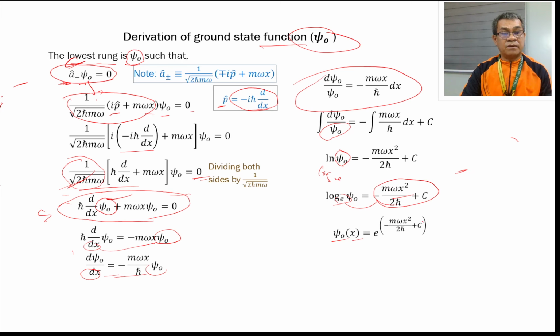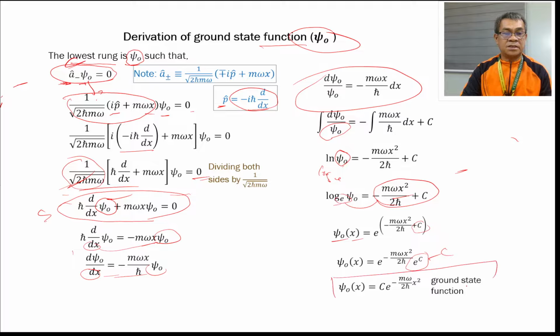Okay, now take note we have this constant, but we can break this. The law of exponents says that it can be separated into two factors, but this is still a constant, right? This is a constant, which means that we have this. This is the ground state for the quantum harmonic oscillator.